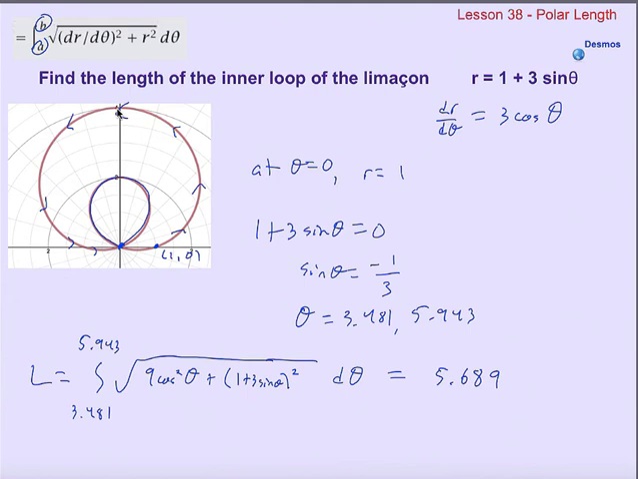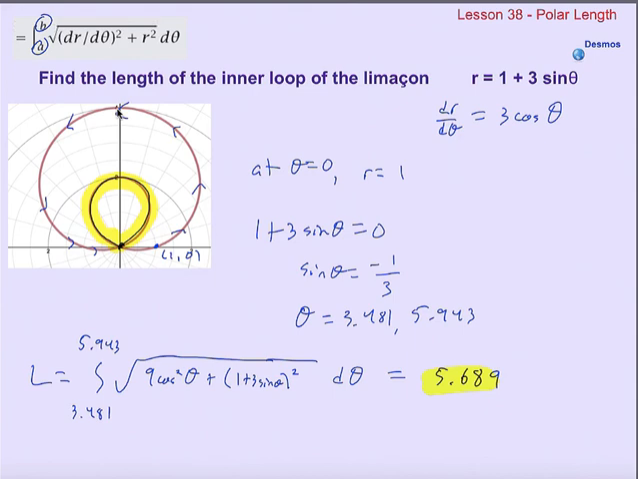And again, we can check to make sure that that is reasonable by comparing that to the circle, which almost looks like, with a radius of 1, whose circumference would be 2 pi. And yes, this number is a little bit smaller than 2 pi. 2 pi is about 6.28. So we're about 0.6 units off.